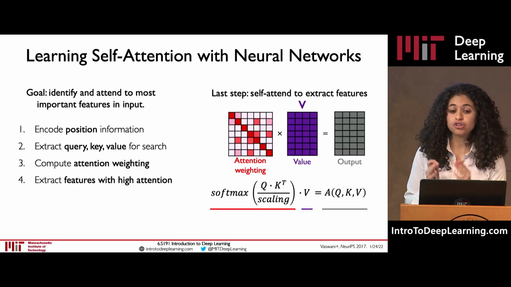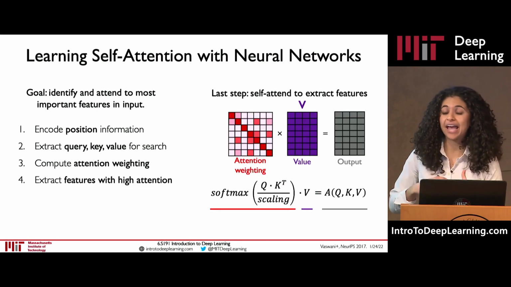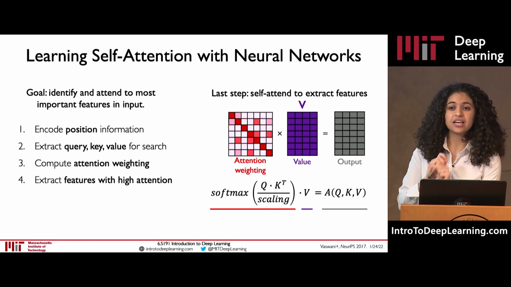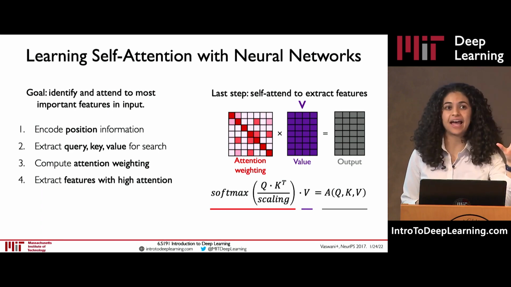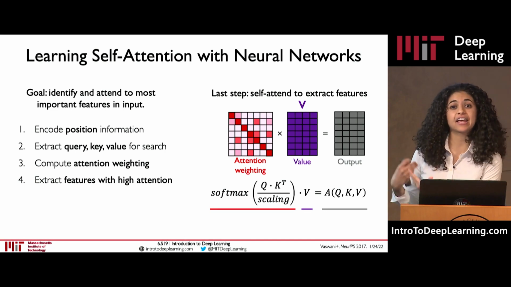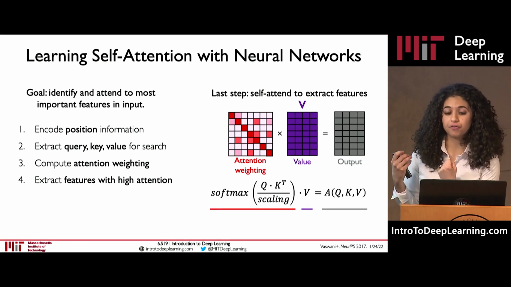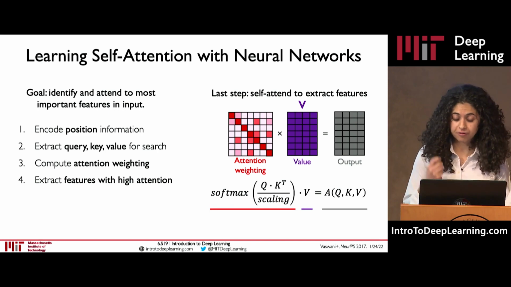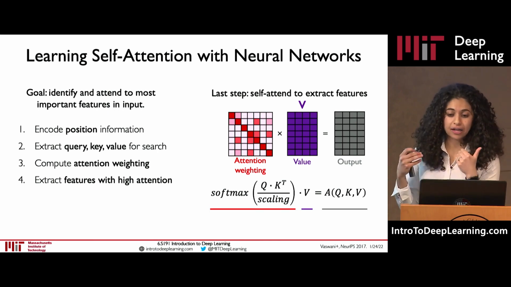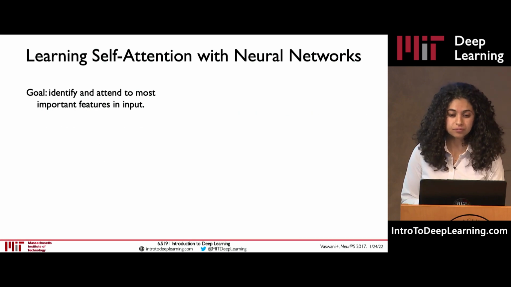Our final step is to use this weighting matrix to actually extract features with high attention. And we simply do this, it's super elegant, by taking that attention weighting, multiplying it by our value matrix, and then getting a transformed version of what was our value matrix. And this is our final output. This reflects the features that correspond to high attention.